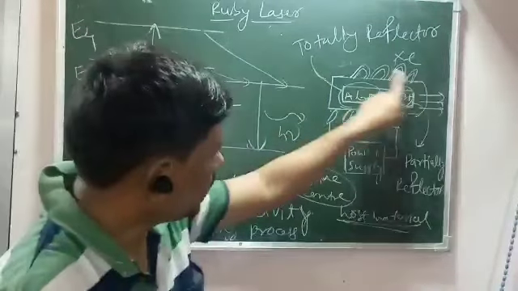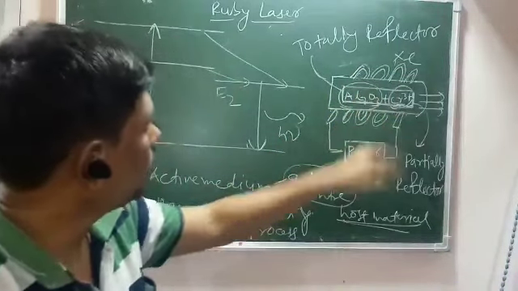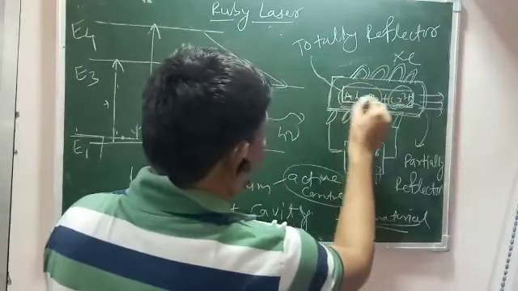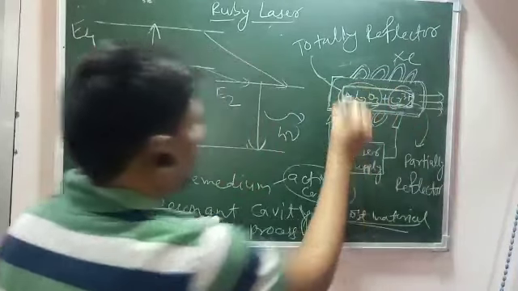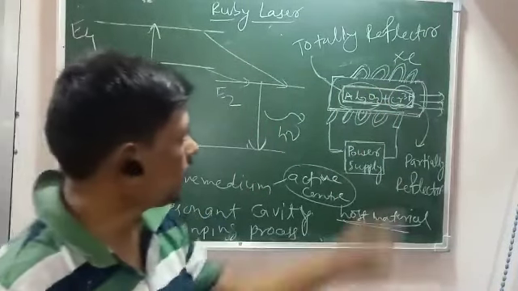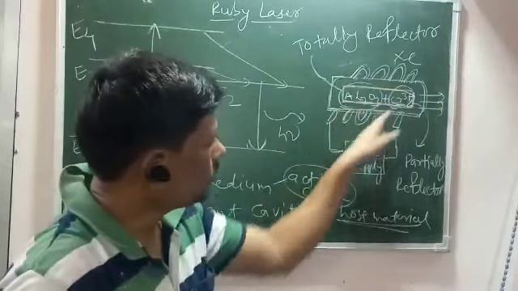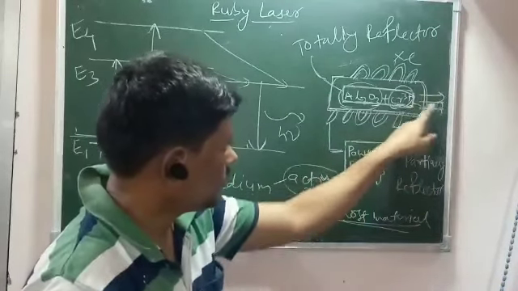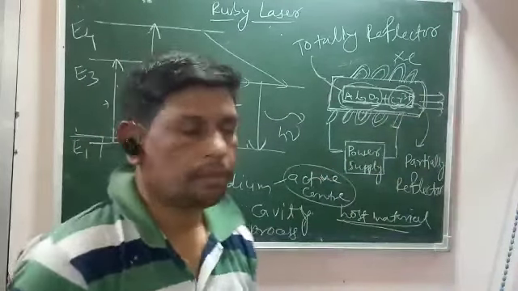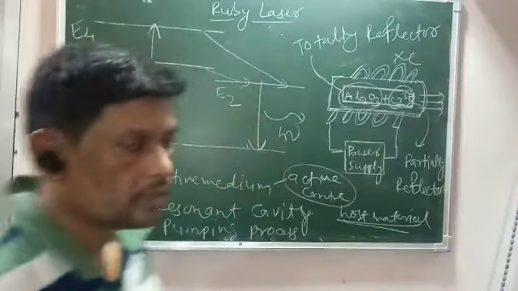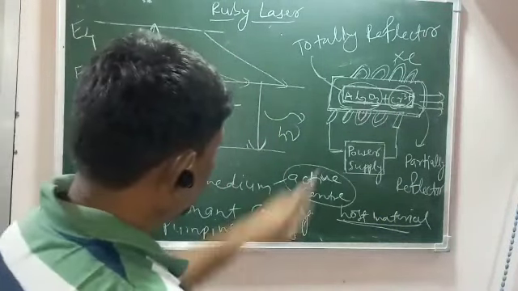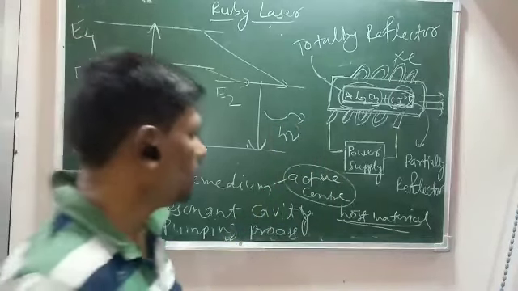This is the construction part, as we discussed before. This is the glass tube where the ruby rod, Al2O3 plus chromium ion, is situated inside, and the helical tube is wound around that. On the right hand side is the partial reflector where the laser pulse comes outside, and the helical tube is connected to the power supply. The power supply is very high, around 10 kilowatt.